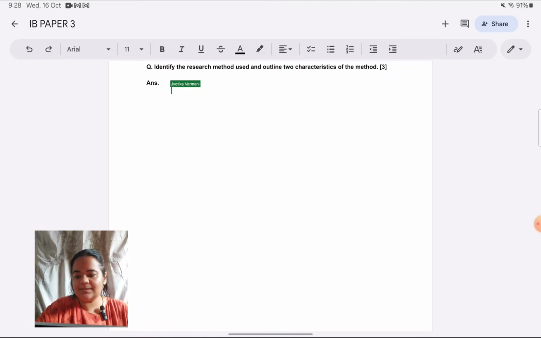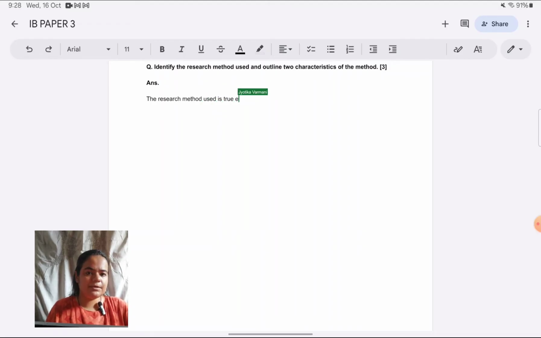Now the answer which I'm presenting, no doubt, is a sample answer. You don't have to write exactly how I'm writing, but just take note of what content I'm covering and how I'm covering it. The research method used is true experiment. You can also call it a laboratory experiment, but in the IB, I've seen generally the term true experiment is used. So I'm just sticking with that term and I'm calling it true experiment.